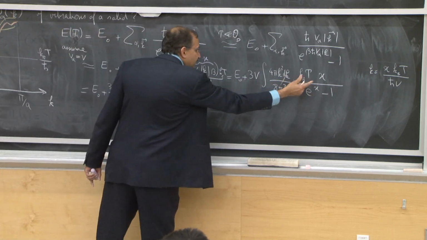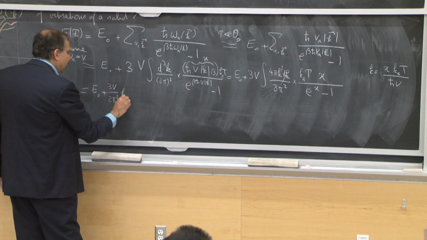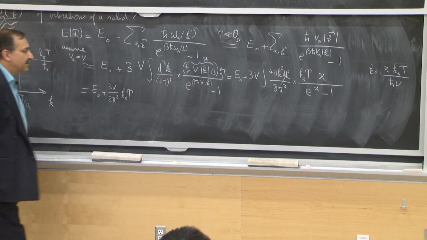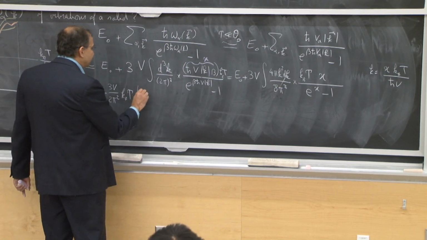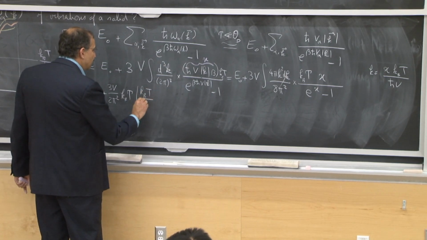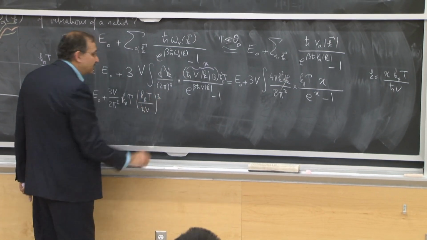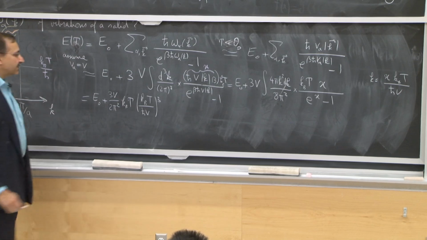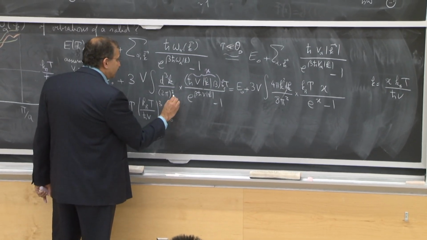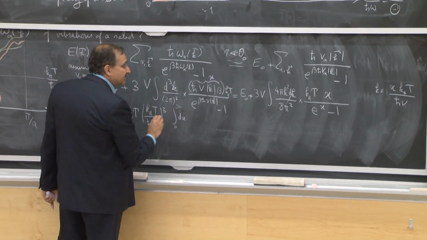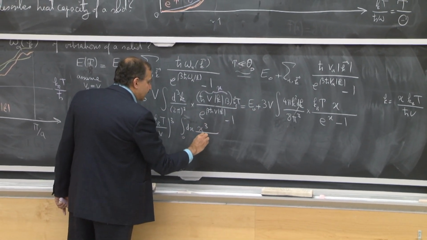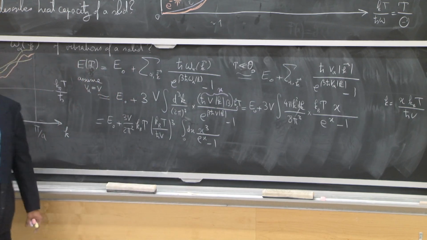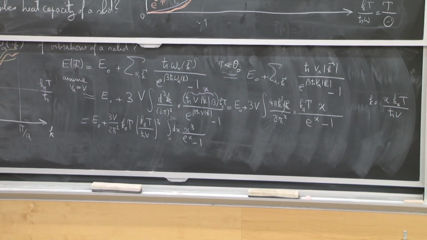Because of this factor of kT that I will take outside, I have a kT. I have a k squared dk that I want to replace with x squared dx, and that will give me an additional factor of kT over h bar v cubed. And then I have an integral from 0 to infinity dx x cubed over e to the x minus 1.